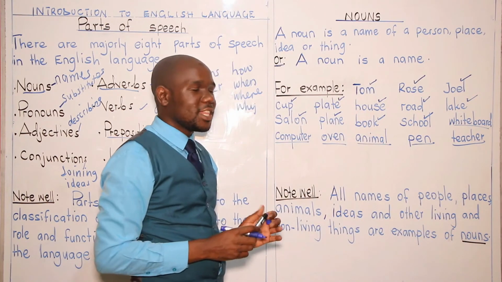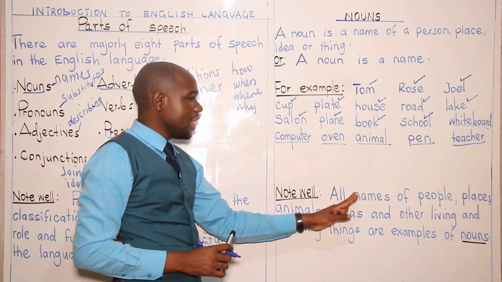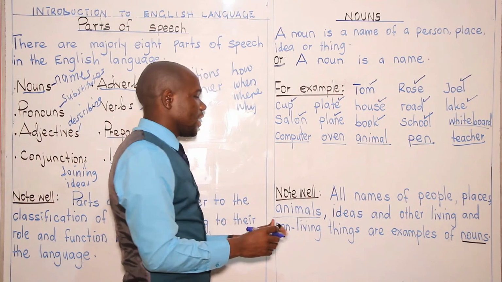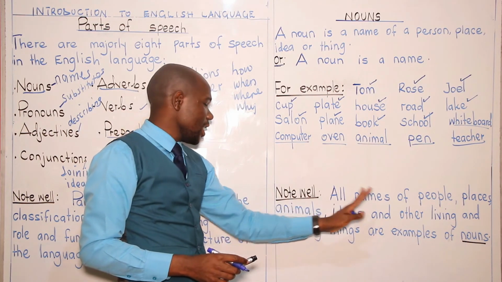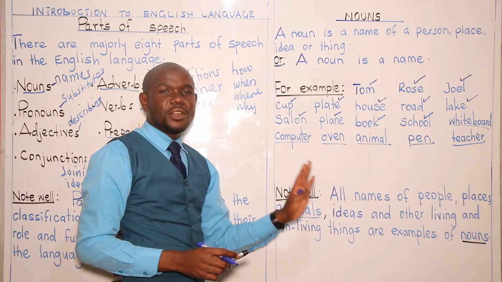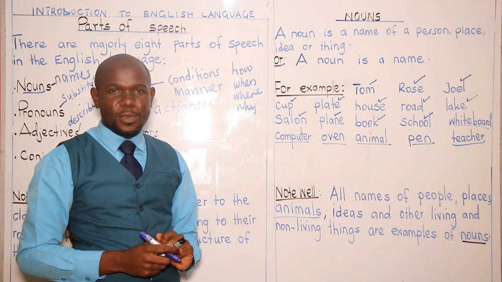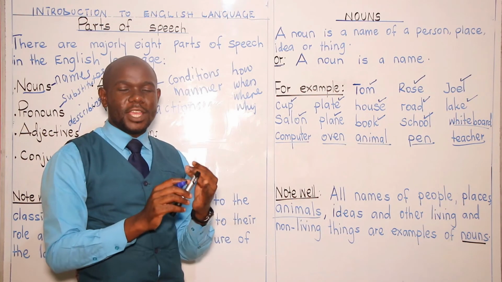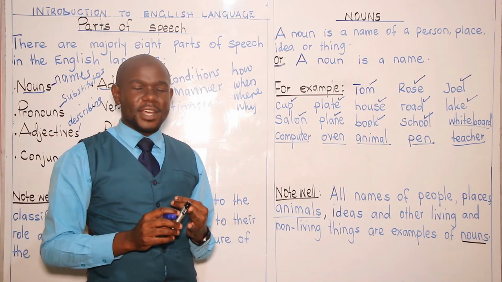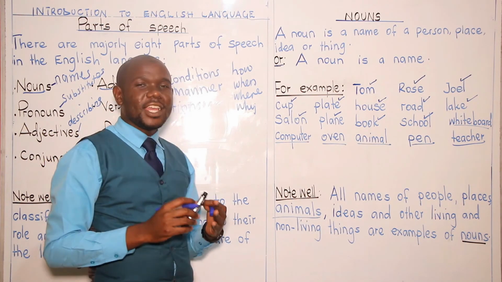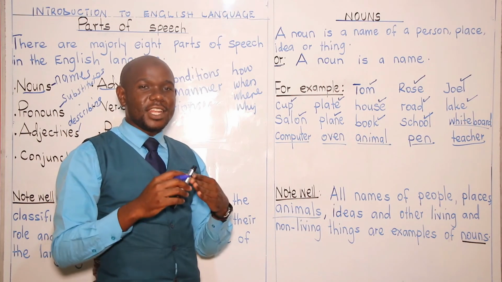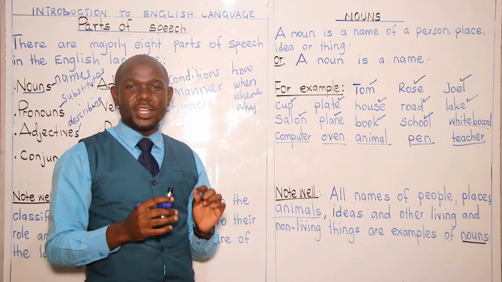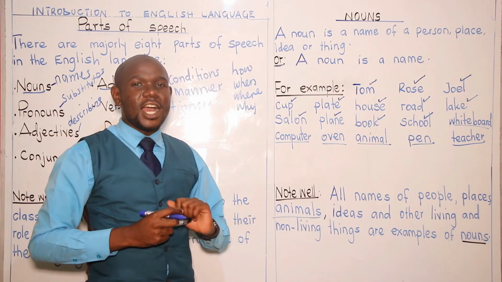So we are saying that all names of people, places, animals, ideas, and other living and non-living things are examples of nouns, meaning any word that names a place, that names a person, that names an idea, that names an animal or anything, be it living or non-living, we call it a noun.